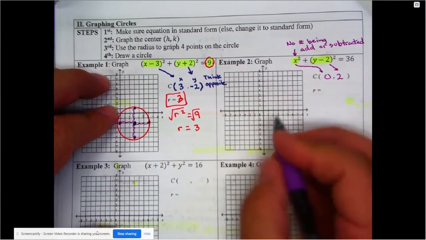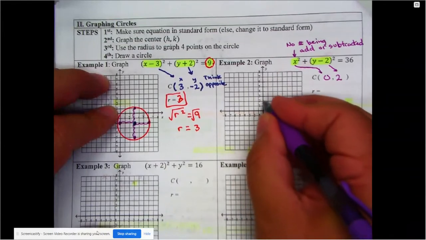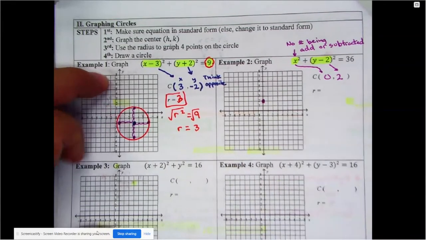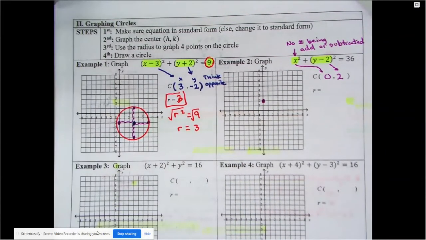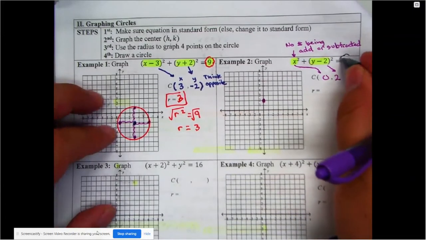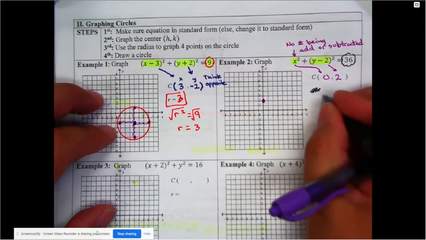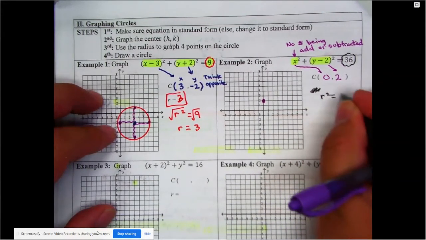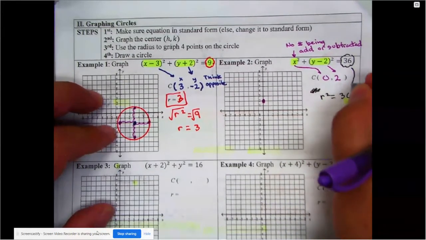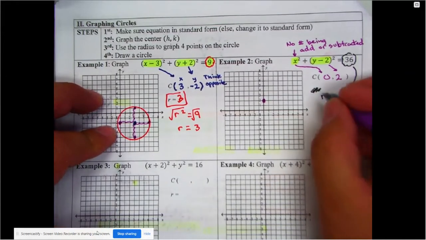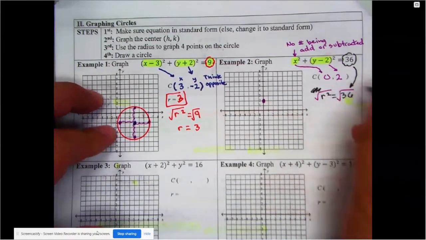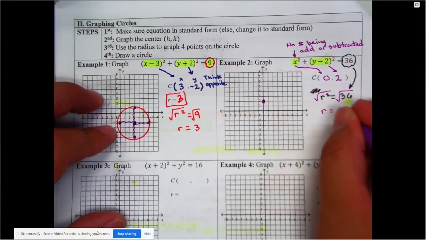Now remember, 0 means we're not going to the sides. We're just going straight up 2. There's my center. And of course, we now have to think about our radius. So here's where my radius kicks in. Radius squared is equal to 36. Remember, this is how we set it up because you need to be reminded that, yes, we take a square root, and my radius is just that 6.